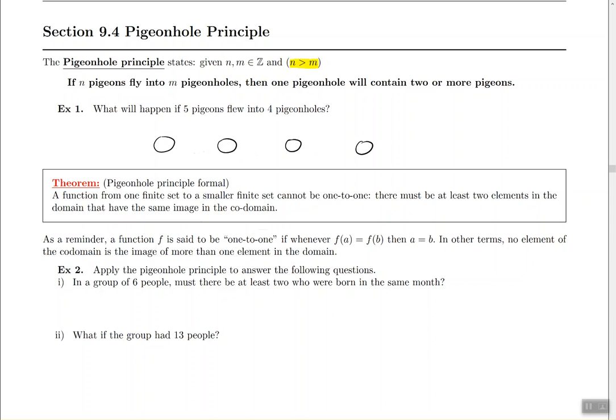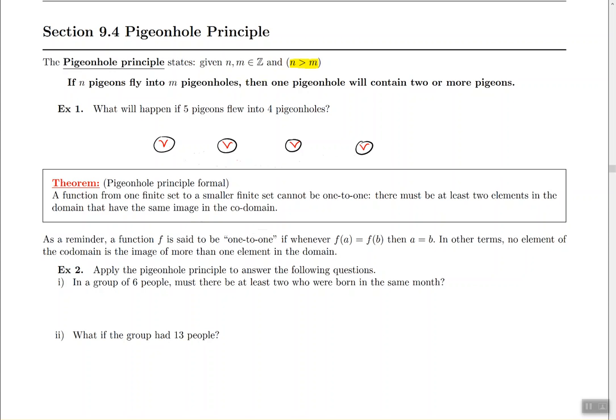If 5 pigeons go into these houses, here's one possible scenario. The first pigeon hangs out here, the second pigeon hangs out in the second house, the third pigeon in the third house, the fourth pigeon in the fourth house. So these pigeons are very antisocial. They don't want to hang out together. So each one of them takes a different pigeonhole.